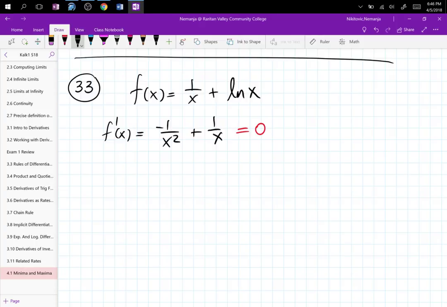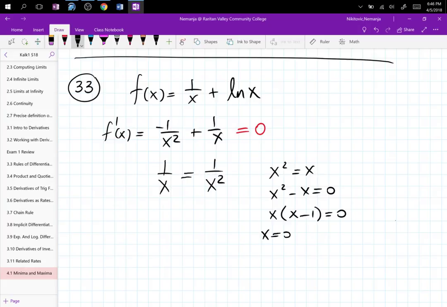The way we solve this is we take the negative 1, put it on the other side. So what I have is that 1 over x is equal to 1 over x squared. Cross multiply to get x squared equals x. Then subtract x, and when you factor x, you get x equals 0 and x equals 1.